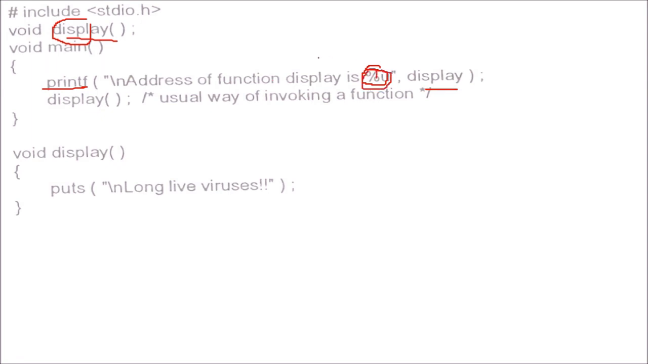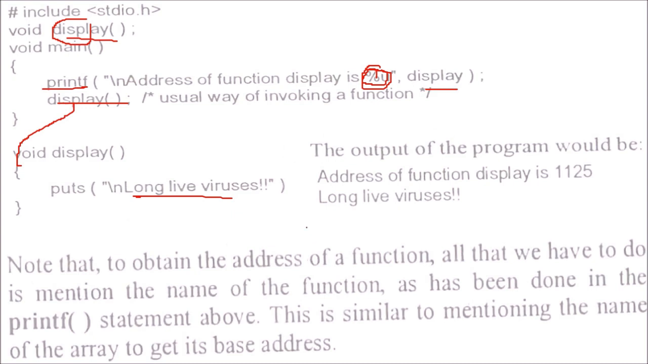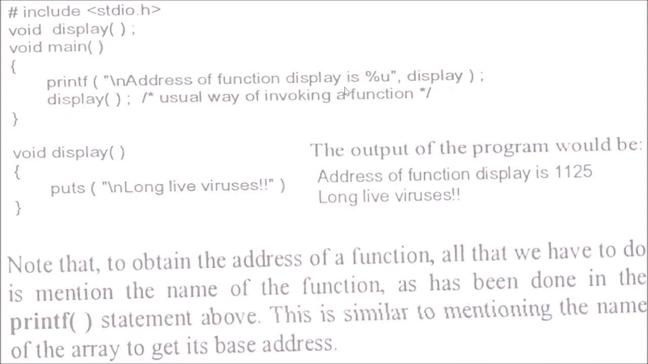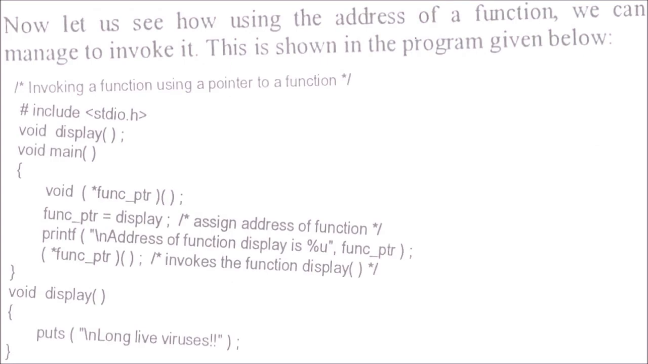This is as simple as that, and the rest is the functioning of display. This will show you this string. This is the output. You just have to note that in order to obtain the address of a function, all we have to do is mention the name of the function. This is the name of the function we have given. Just the way we were giving the name of the array to get its base address, similar is the case for the function also. Now let us see how to invoke this function.